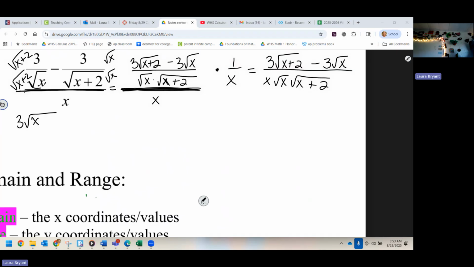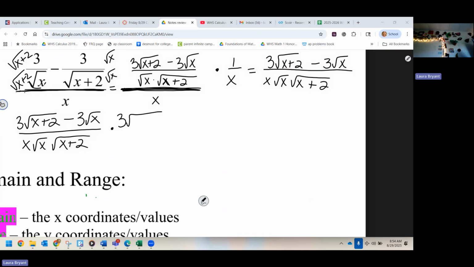So our next step is also to be able to do a conjugate. So to do a conjugate means you've got square roots or something added or subtracted from the square root. So like these two square roots are subtracted. So the conjugate would be the same thing, but a plus sign in the middle. So I'm going to identify my conjugate as being 3 radical x plus 2 plus 3 radical x.